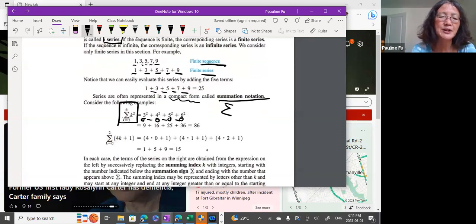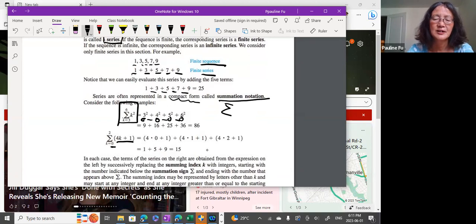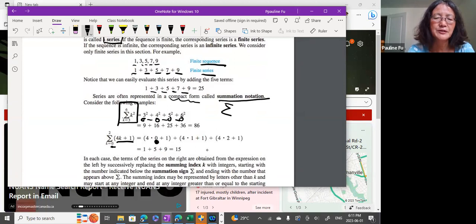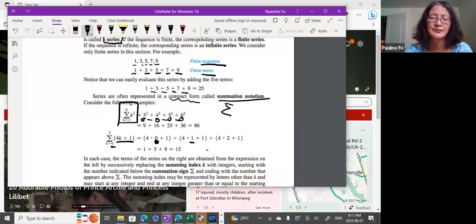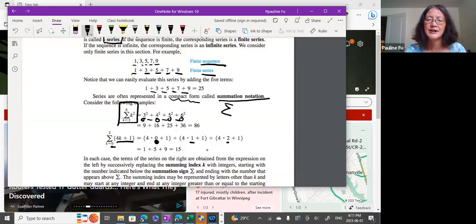Let's look at another example. 4k plus 1, k from 0 to 2. So let's start with 0. When k equal to 0, you get 4 times 0 plus 1. When k equal to 1, you get 4 times 1 plus 1. And when k equal to 2, you get 4 times 2 plus 1. Okay, so that is the summation notation. Any questions?